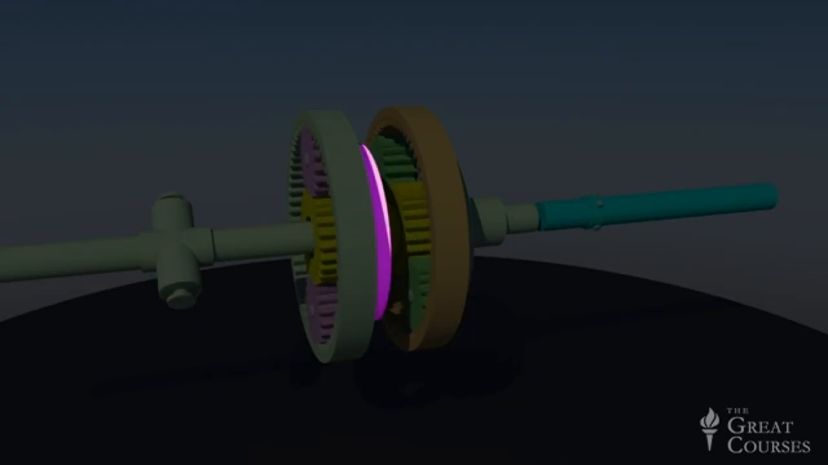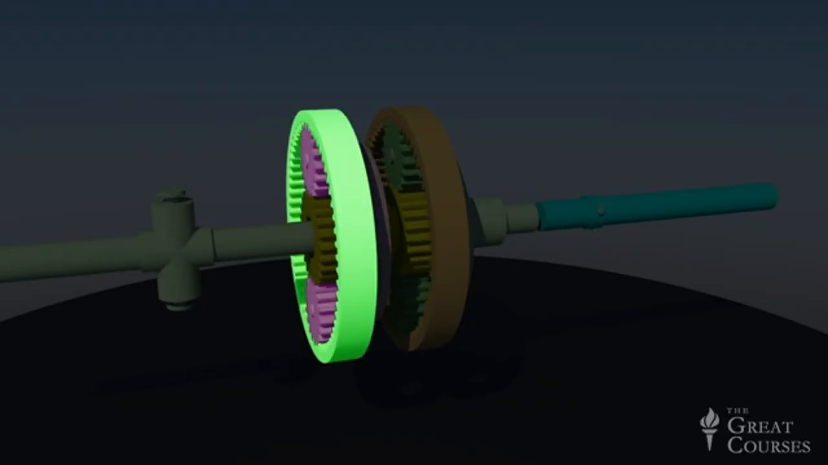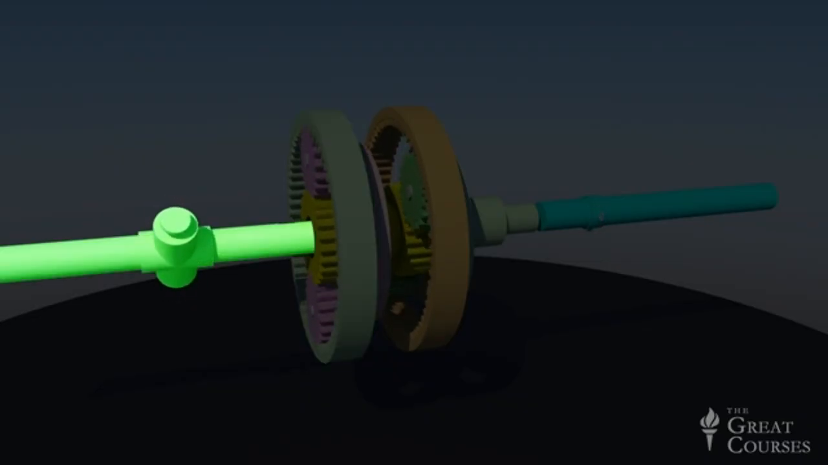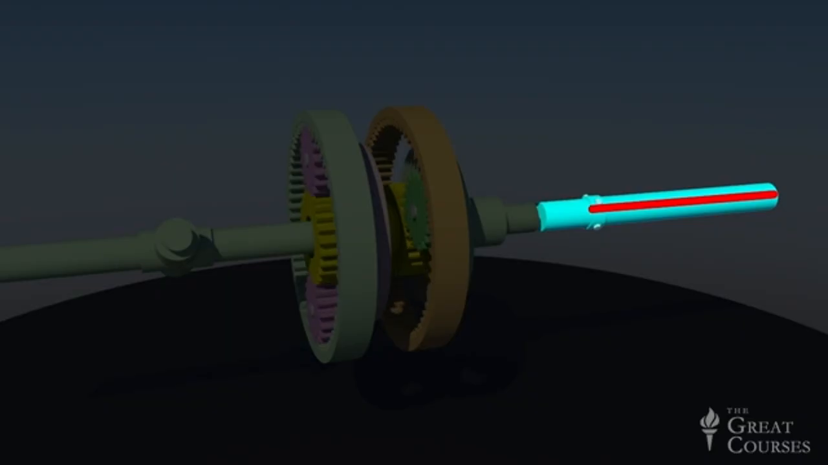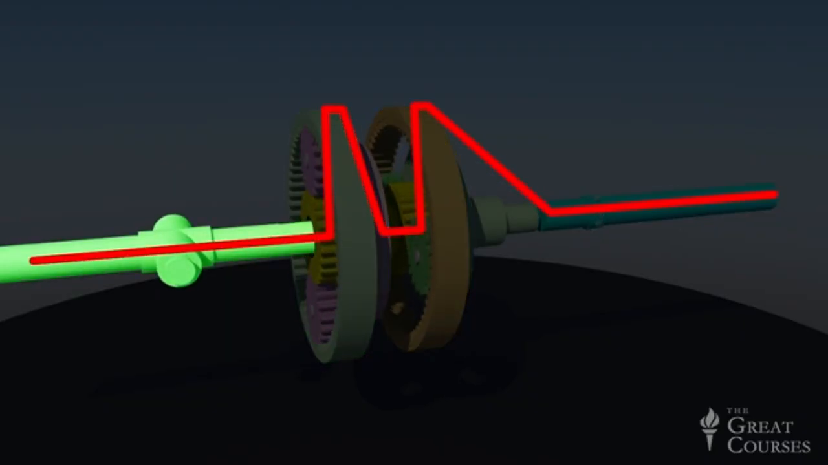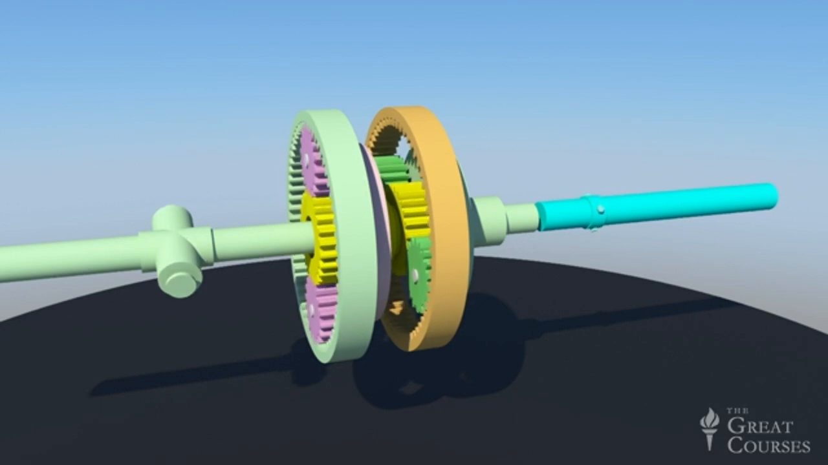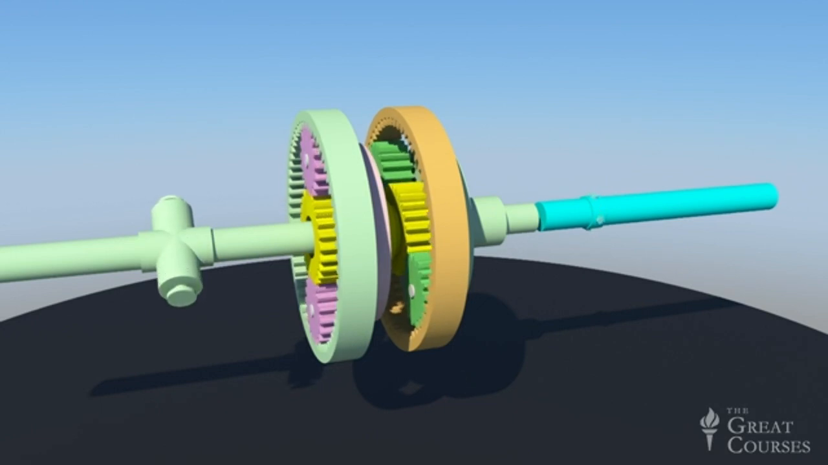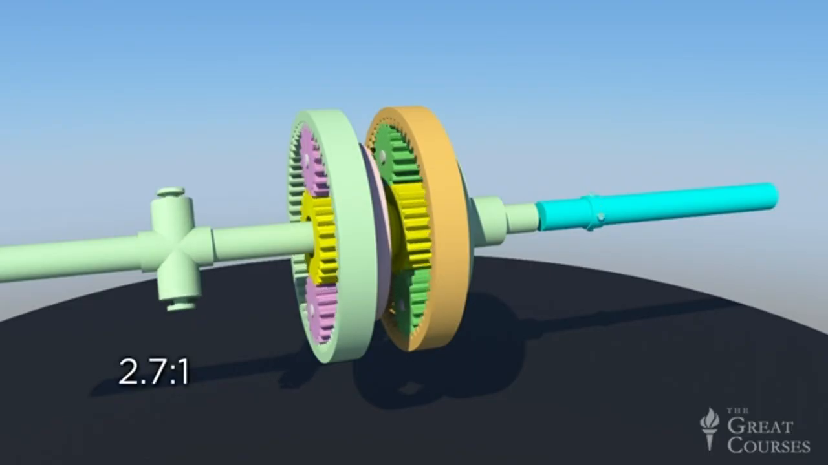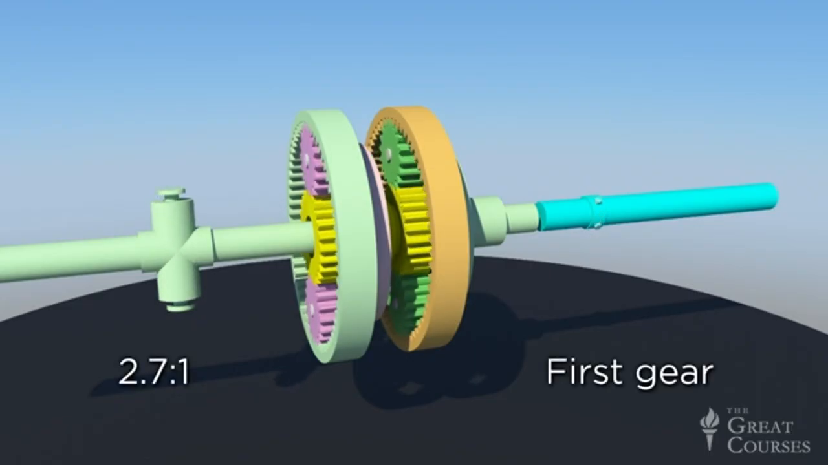The reverse planet carrier is locked by its brake band, so the sun gear drives the reverse annular gear through the associated planet gears. And because the reverse annular gear is rigidly connected to the output shaft, we have a complete path for power transmission from the input shaft through both planetary gear sets to the output shaft. By compounding the mechanical advantage of both planetary gear sets, this transmission achieves an overall gear ratio of about 2.7 to 1 for first gear.